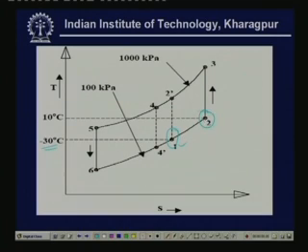Since this pressure is also the same as 100 kilopascal, we can also locate this point. That means this point is known to us and this point is known to us. Now, we have to find out the remaining state points. First, let us look at point 3. How do we find the point 3?